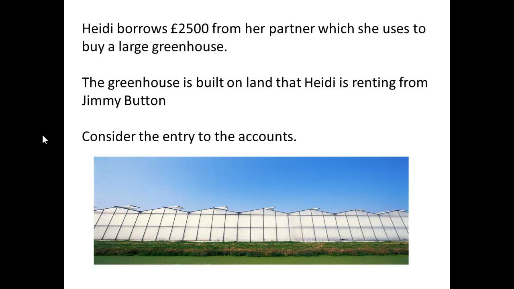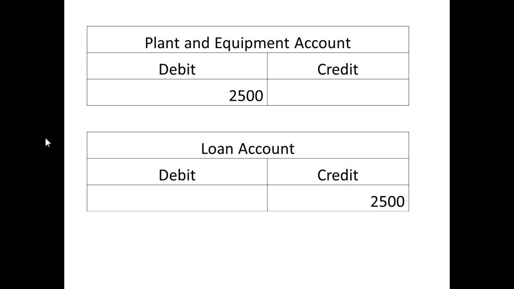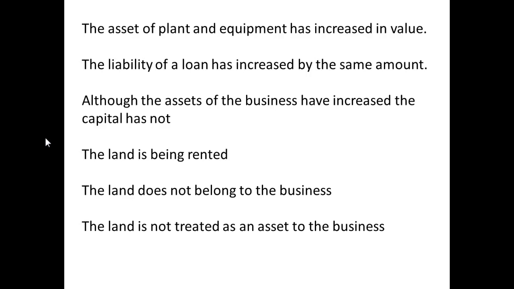She then borrows £2,500 from a partner. She uses this to buy a large greenhouse, and she builds the greenhouse on land that she's renting from Jimmy Button. So, to record the greenhouse, we debit, say, a plant and equipment account with £2,500, and we credit a loan account, which is a liability account, with £2,500. So the asset of plant and equipment has increased in value, but there's also a liability of a loan that's increased by the same amount. So although the assets of the business increase, the capital or the equity does not increase. The land is being rented and does not belong to the business, and that's why we don't treat the land as an asset of the business.